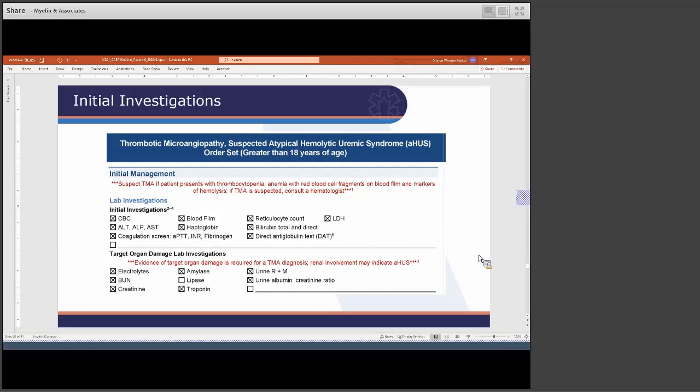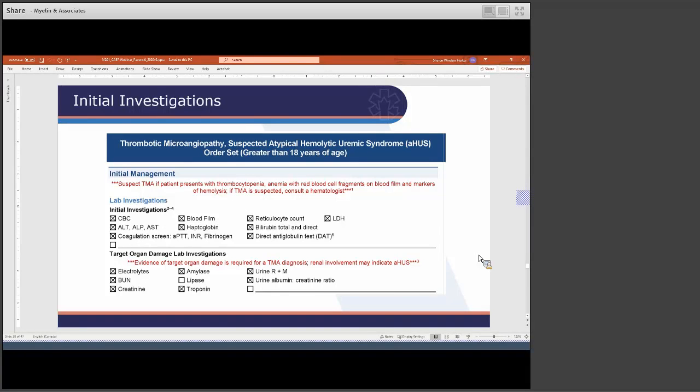So initial investigation, CBC, that will give you a hemoglobin and a platelet count. As I said, once you find that low platelet count, you should request a blood film that will give you fragments. Reticulocyte count is useful because it's usually elevated in patients with hemolysis, so may be a very useful marker.